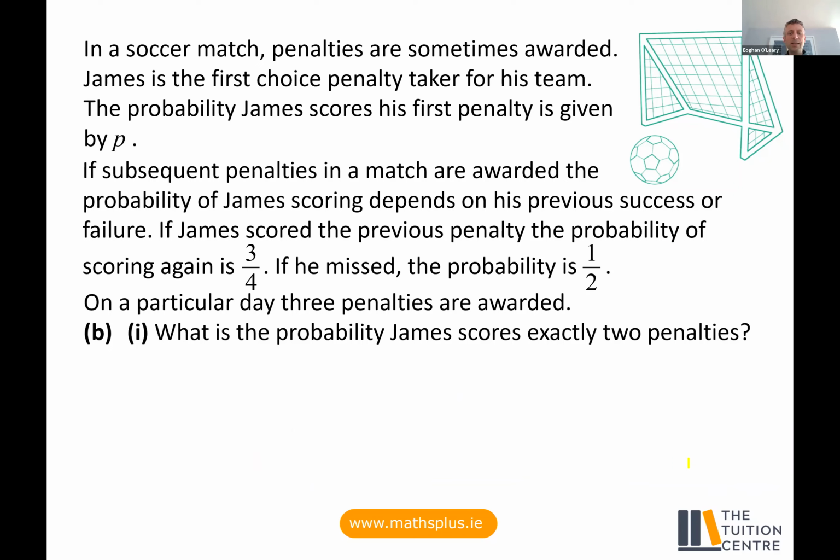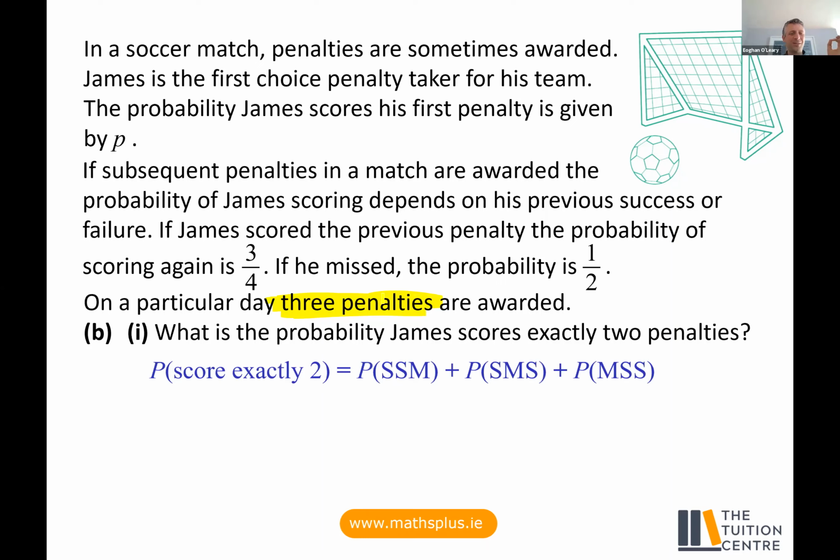What is the probability that he scores exactly 2 penalties? Well, I was wondering what's the situation here, but he takes 3 penalties. What's the probability that he scores exactly 2? We'll assume that James is the guy that takes them all. So scoring exactly 2 means he scores 2 and misses 1. But the order of the events is a little bit different here, because he could score the first, score the second, miss the third; score the first, miss the second, score the third; or miss the first, score the second, score the third. In all those cases he scores 2 and misses 1, so scores exactly 2.